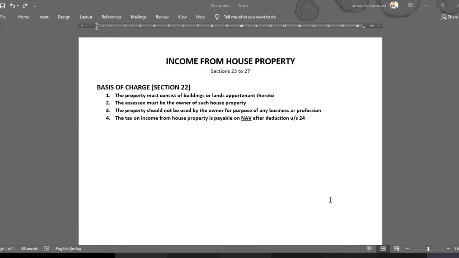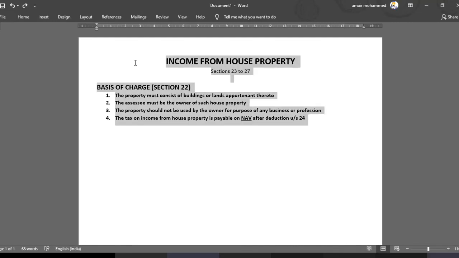So in this case, the law says even though the documents are not registered in your name, you are the owner because you have bought the property. So you are liable to pay tax. Any income generated in the form of rent will be taxable under the head income from house property and you should pay the tax. So one of the important criteria is ownership. Ownership is a must.